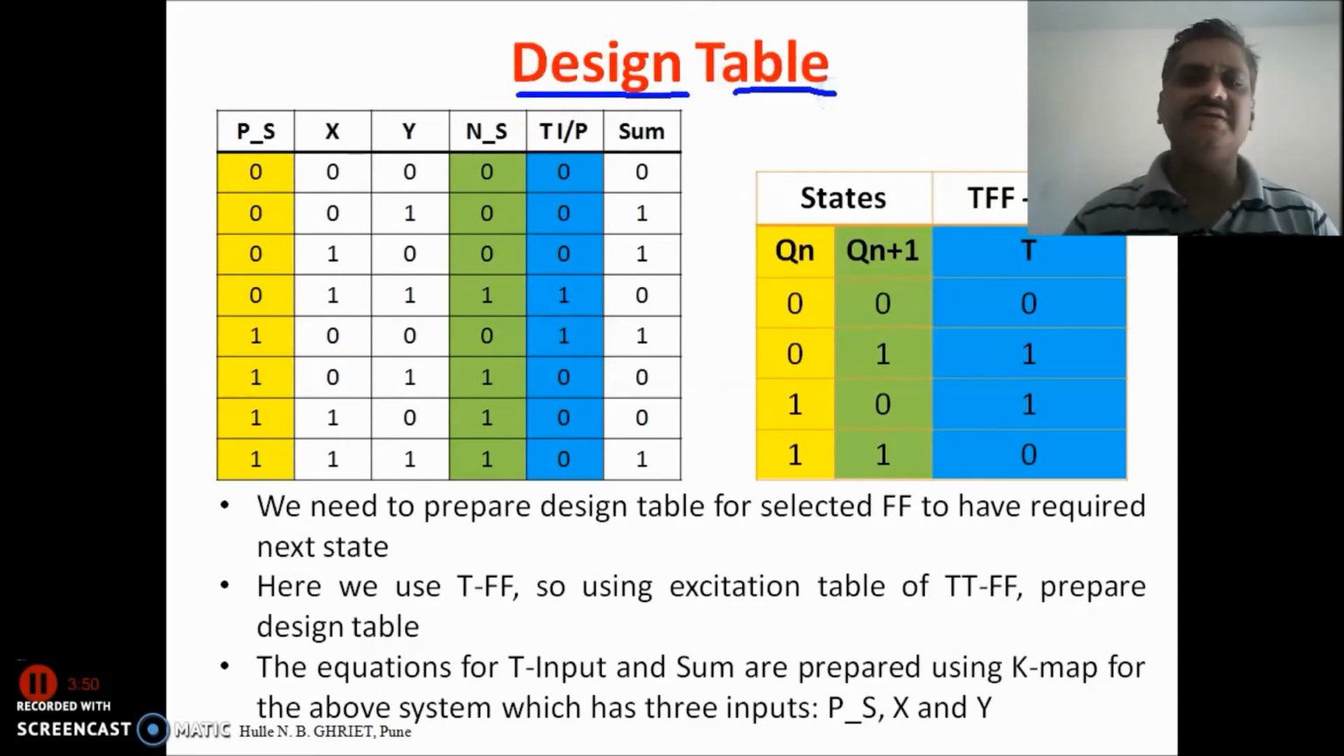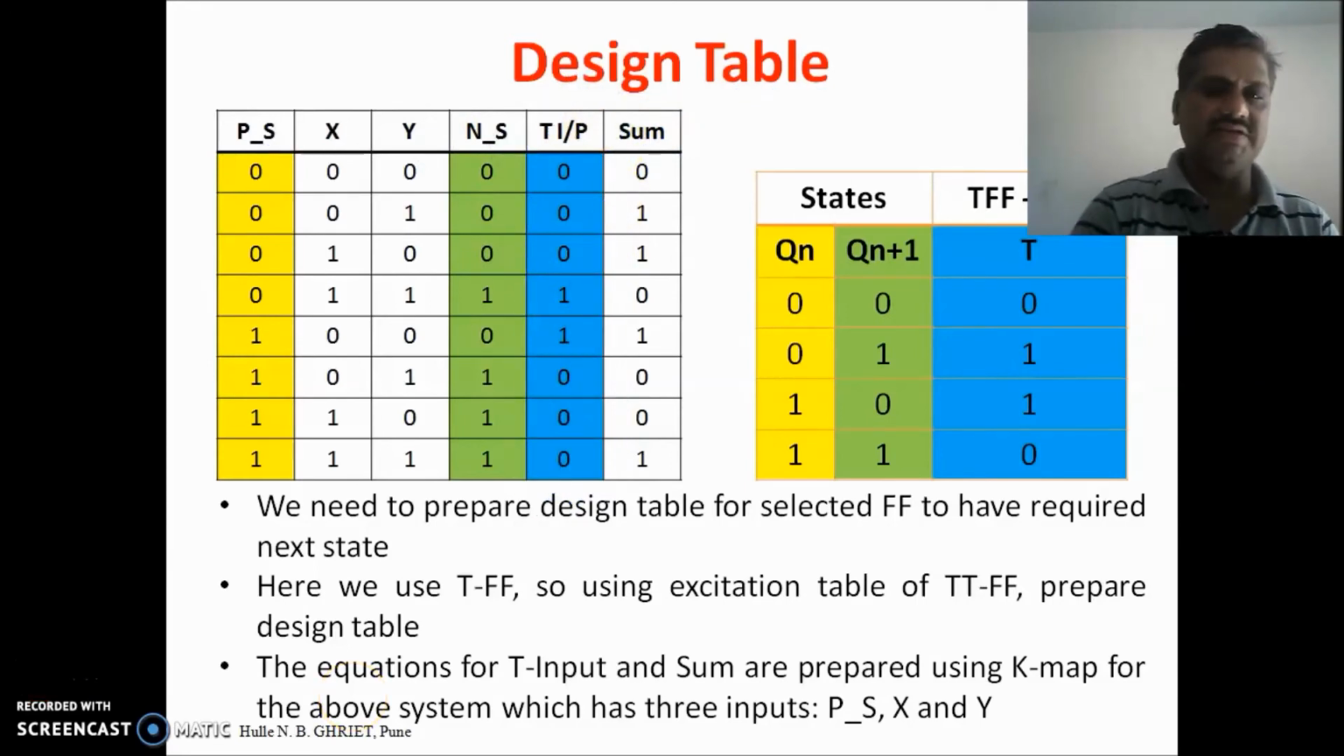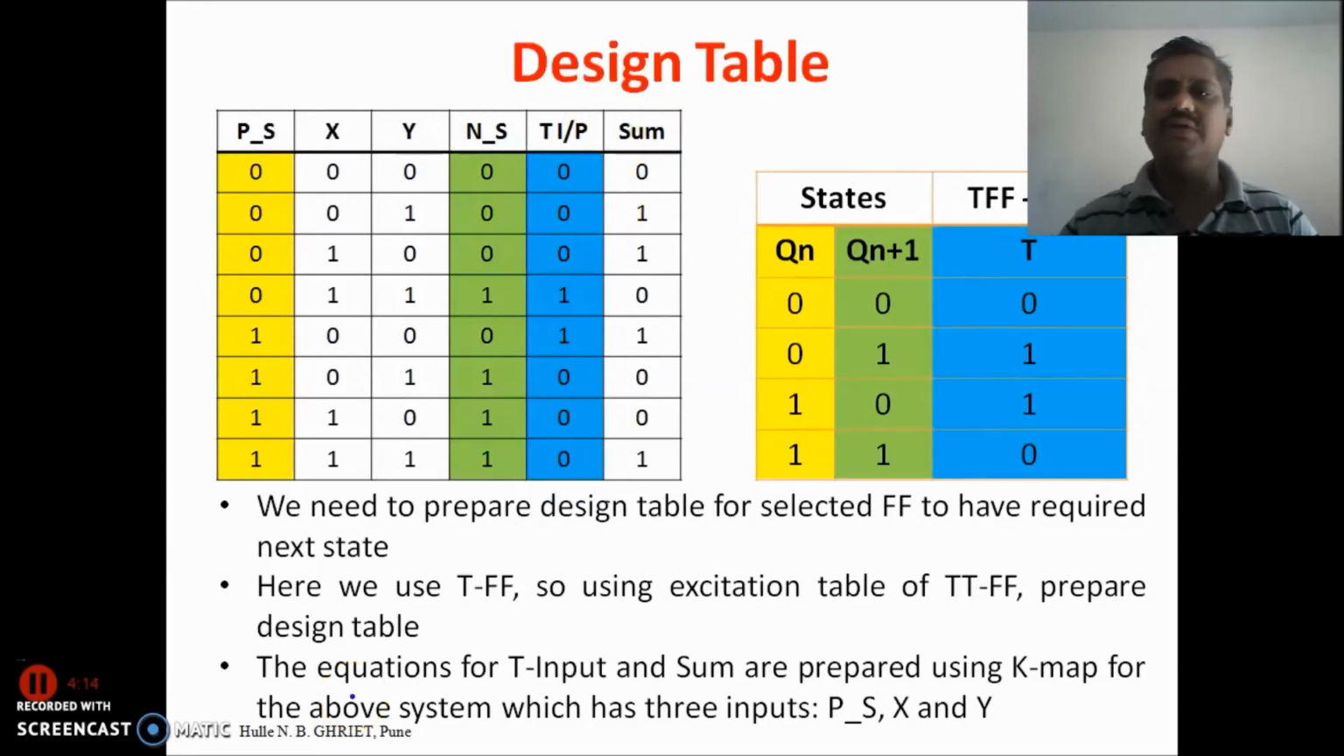The difference between the state table and design table is that in this we are adding a new column, that is the input to the particular flip-flop. This is the new column, otherwise this is the present state, X, Y are the inputs, this is the next state and this is the sum. We are adding this column in this table, and that table is known as the design table.